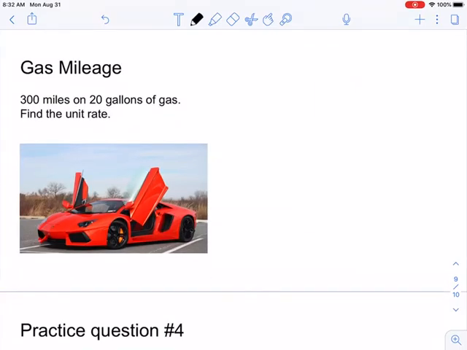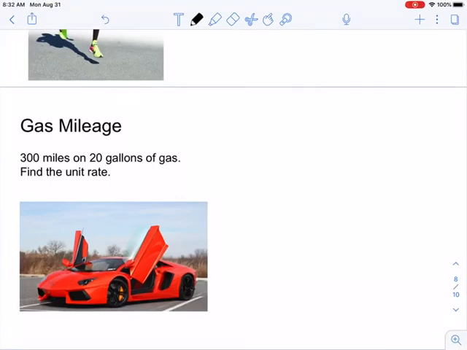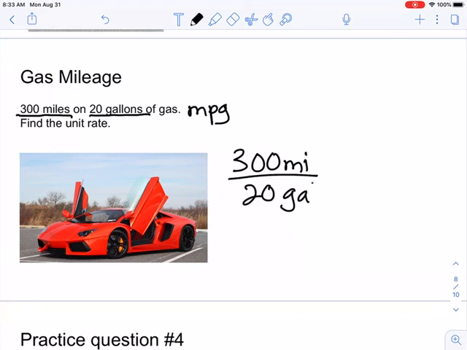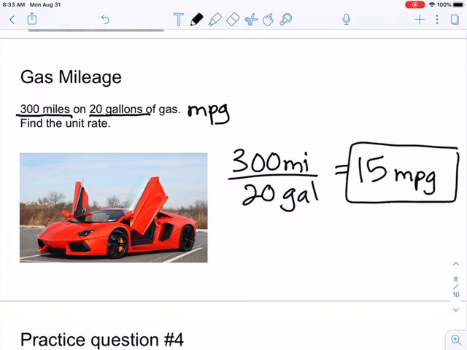Another type of unit rate is gas mileage. And in this case, gas mileage is usually abbreviated as MPG. So here is a Lamborghini, and it can go 300 miles on 20 gallons of gas. So 300 miles is on top, and 20 gallons is on bottom. So in my calculator, I'm going to put in 300 first. Top number always goes in first, and 20 will go in second. And I come out with 15. And our abbreviation here is MPG, miles per gallon. So that means for every gallon of gas, the Lamborghini can go 15 miles.